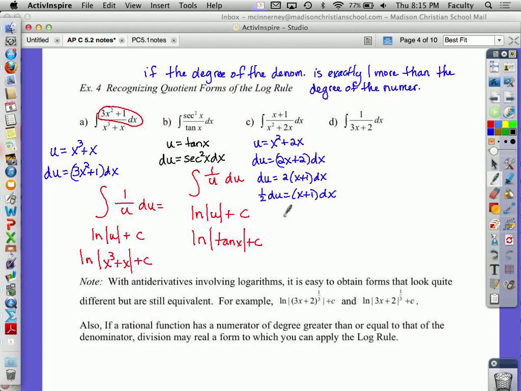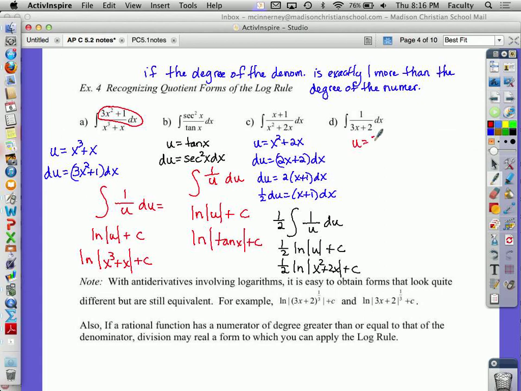So let me substitute it then, and I have 1/2 the integral 1 over u du. And then just plug u back in. So hopefully you're seeing the pattern here. All right, let's try letter D.